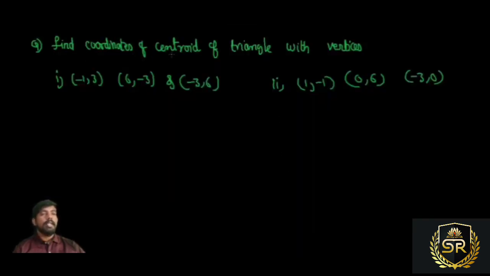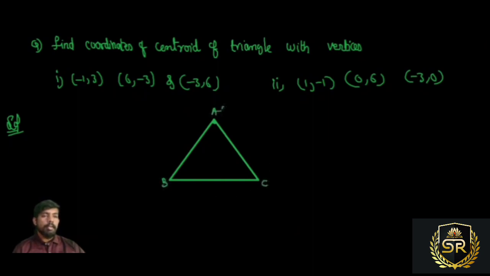Find the coordinates of the centroid of the triangle with vertices. Here, this is A, this is B, and this is C. This coordinate is x1, y1, this point is x2, y2, and this point is x3, y3. Now if I drop an altitude here, and one more altitude, and one more altitude, the point of intersection gives you the centroid.